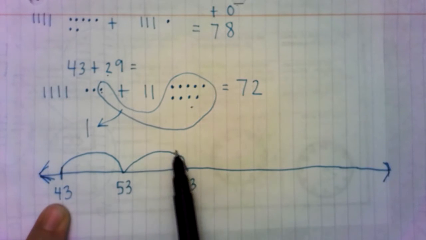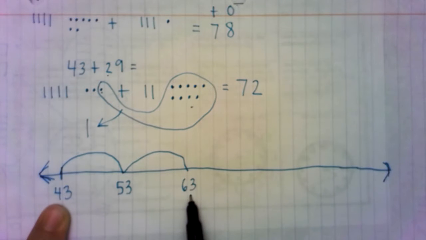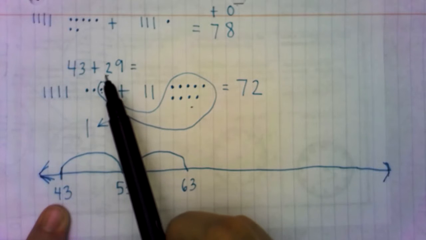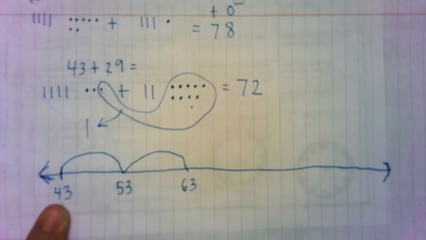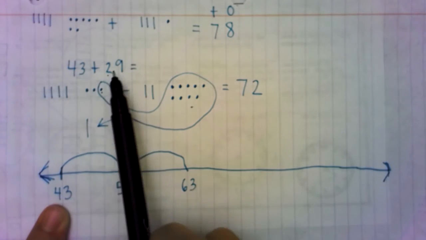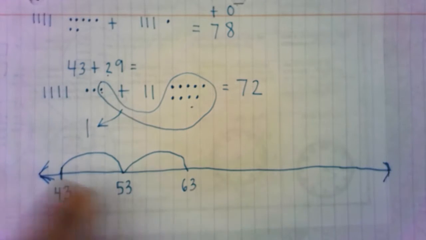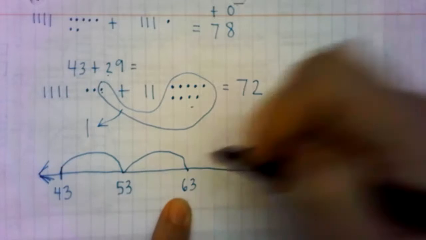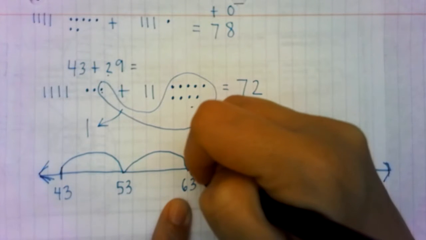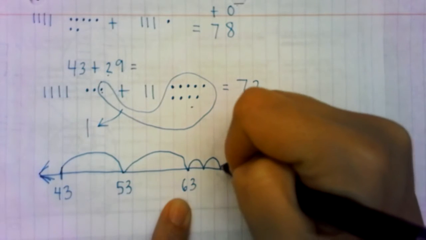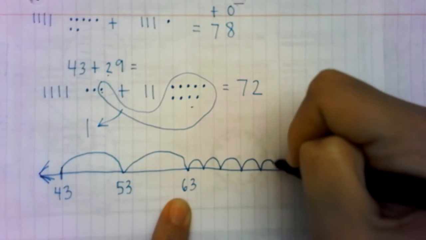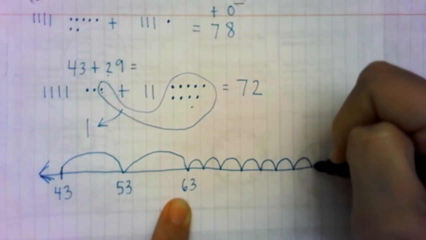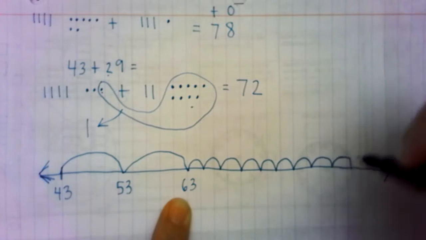I jumped up 2 10s, and that got me to 63 on my number line. But I'm not finished yet because remember, I'm adding 29. So far, I've only added 20. I need to add those 9 ones. So I'm at 63. Now I'm going to jump up 9 times. Okay, here we go. 1, 2, 3, 4, 5, 6, 7, 8, 9.